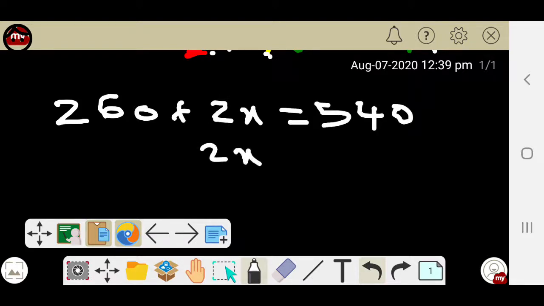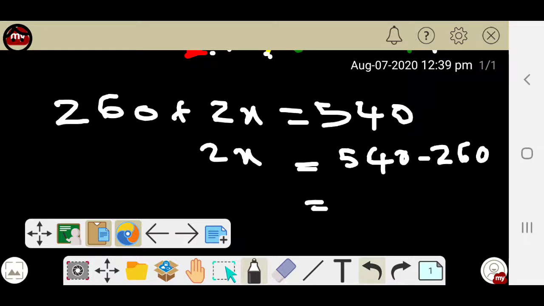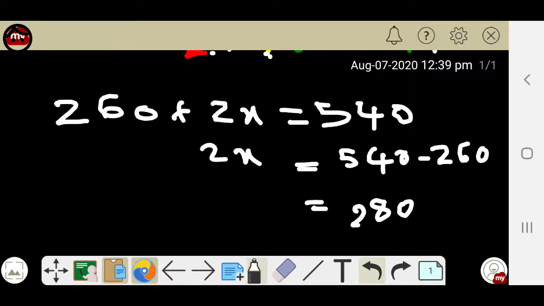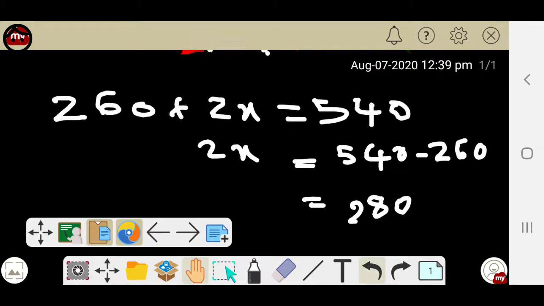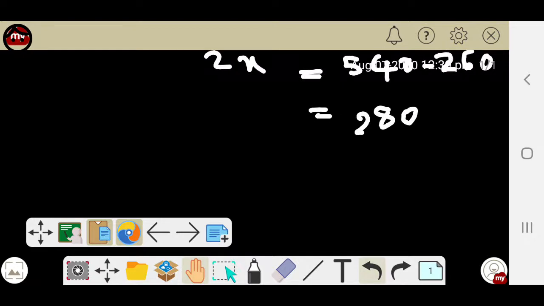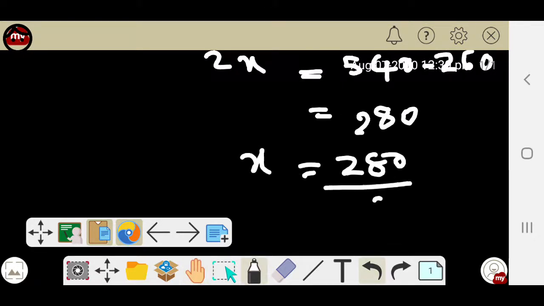So 2x equal to 540 minus 260. Yes, 2x equal to 280. If 2x equal to 280, what is x? x equal to 280 by 2 equal to 140. Now we got the value of x equal to 140.